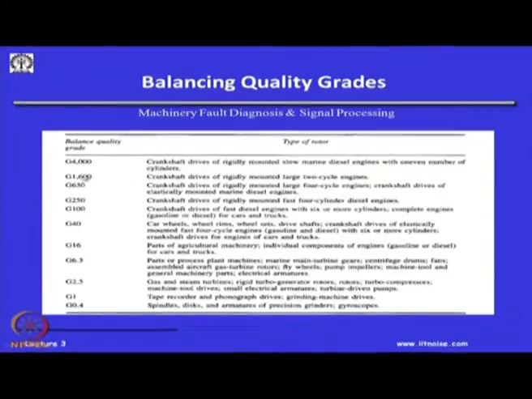When you have, say, G 1600, that is for crankshaft drives of rigidly mounted large 2 cycle engines and marine engines, etc. For small gas turbines, steam turbines and rigid generator sets, it is G 2.5. So, the balance quality grades to which we have to balance are actually specified by such standards.